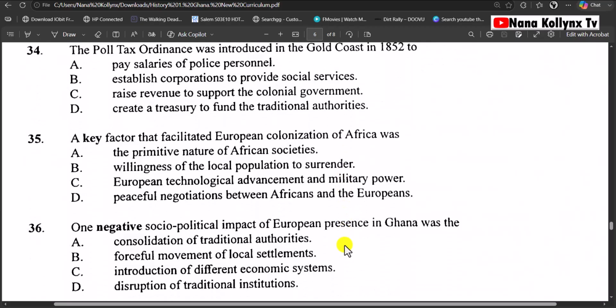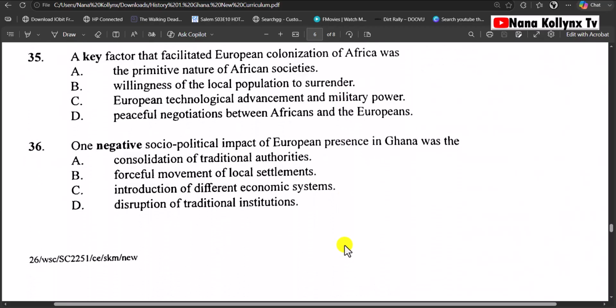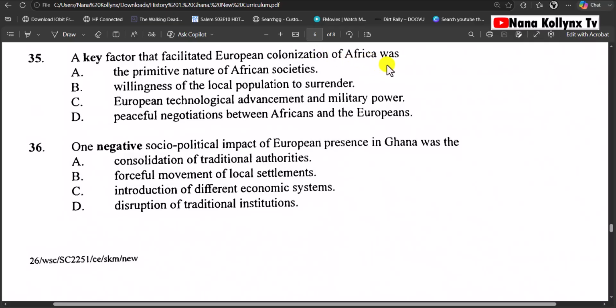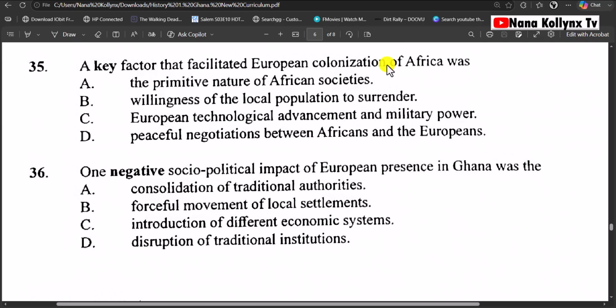Let's move to 35. Number 35. A key factor that facilitated European colonization of Africa was. Number 36. One negative social and political impact of the European presence in Ghana was the. Let's go to 37.